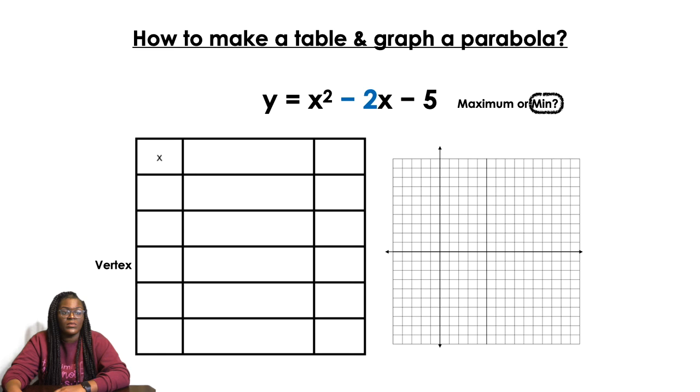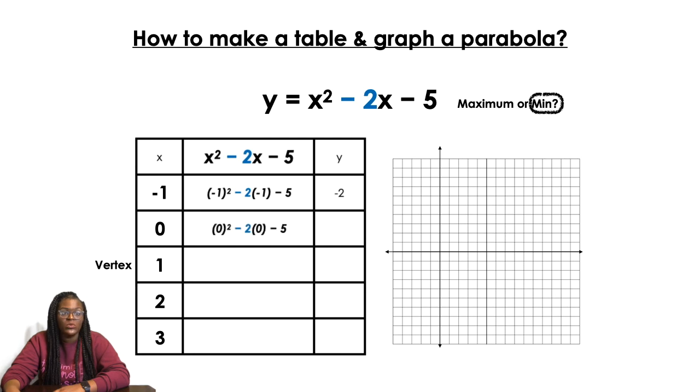Filling out our table, what goes in the middle of the table? The vertex. One. Two numbers to the right, two and three. Two numbers to the left, zero and negative one. Plugging them in and doing PEMDAS, negative one squared is one. Minus two times negative one is plus two. So I have one plus two, which is three. Minus five is gonna give me negative two.